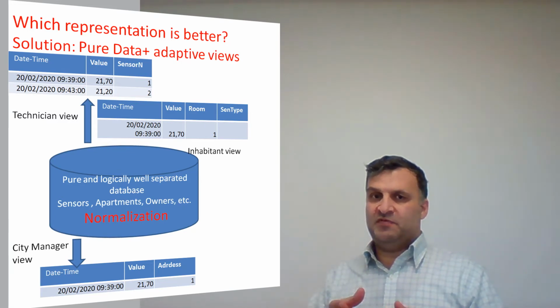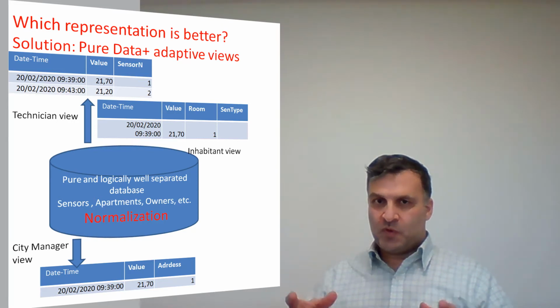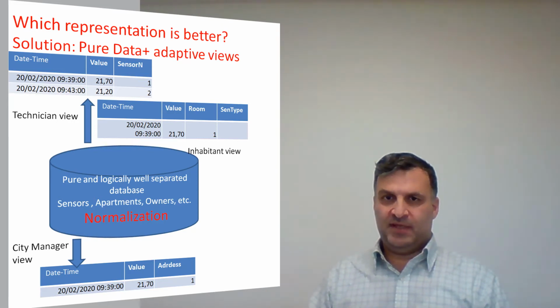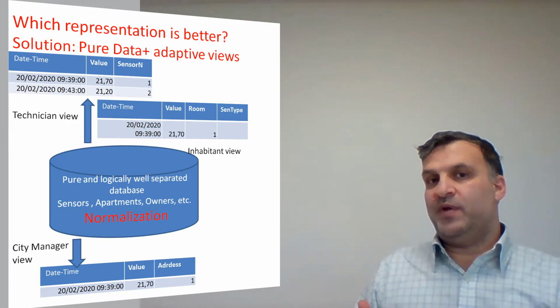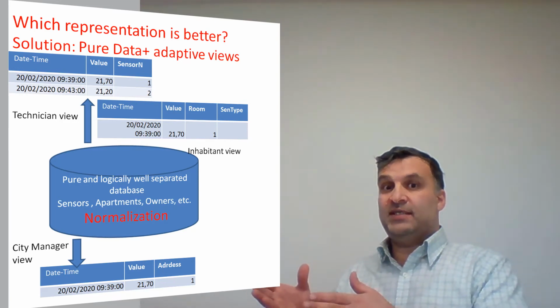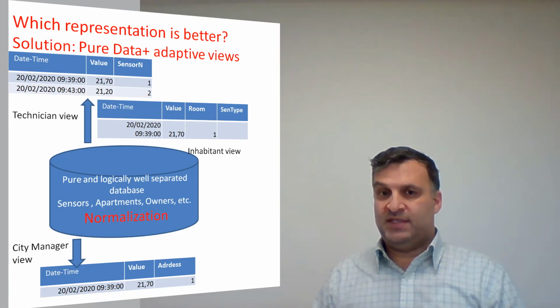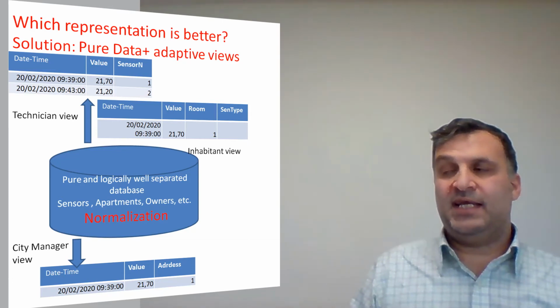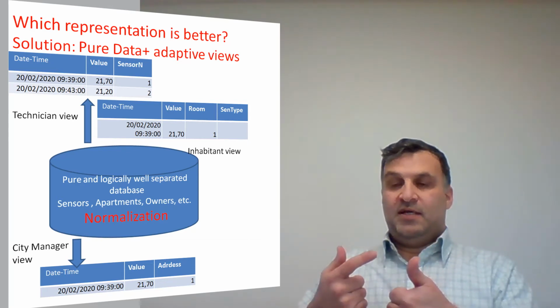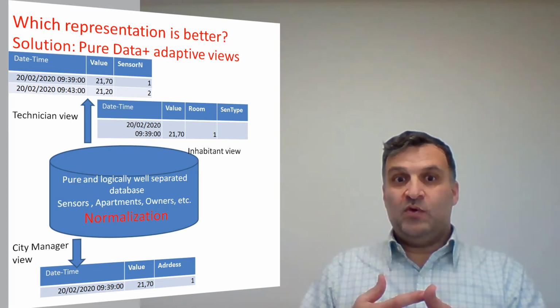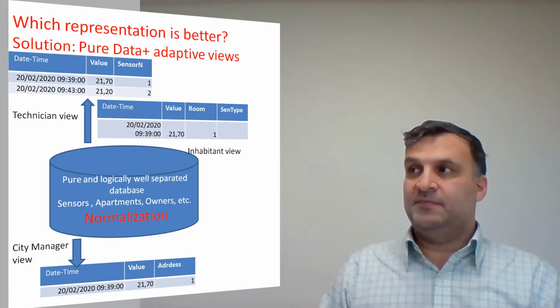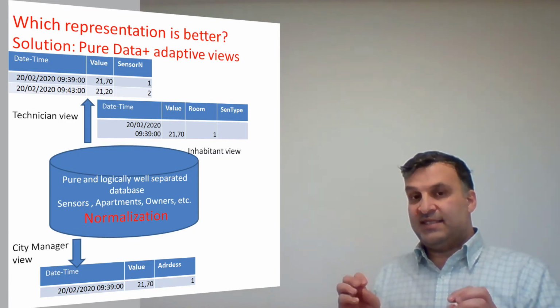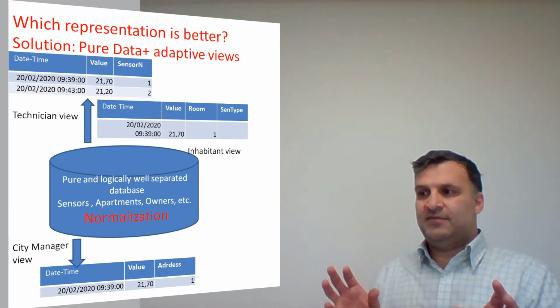Usually in the science of databases, we try to make the table as pure as we can. We will not enter into the details, but after that, we can create different views regarding the needs of the users. For example, in our database, we can have the city manager who may use these tables, and the inhabitant, and the technician. Each of these users has different needs.